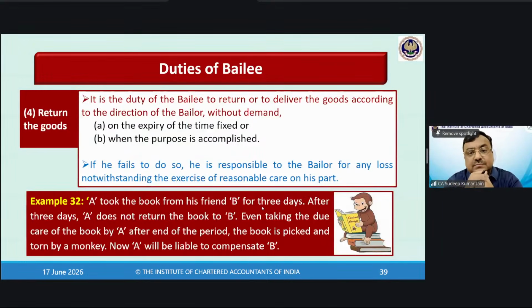Return the goods on due time. It is the duty of the bailee to return or deliver the goods according to direction of bailor without demand on the expiry of the time period fixed or when the purpose is accomplished. If goods is given by the bailor to bailee for particular period, then it is the duty of the bailee to return the goods after the expiry of period. If it is given for a specific purpose, for examination point of view, then after the examination, it is duty of the bailee to return the books to the bailor without demand. The bailee need not wait.